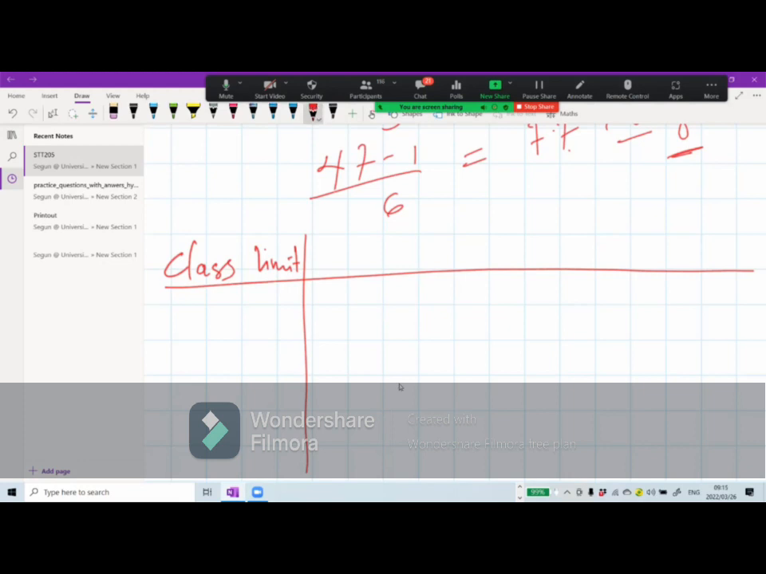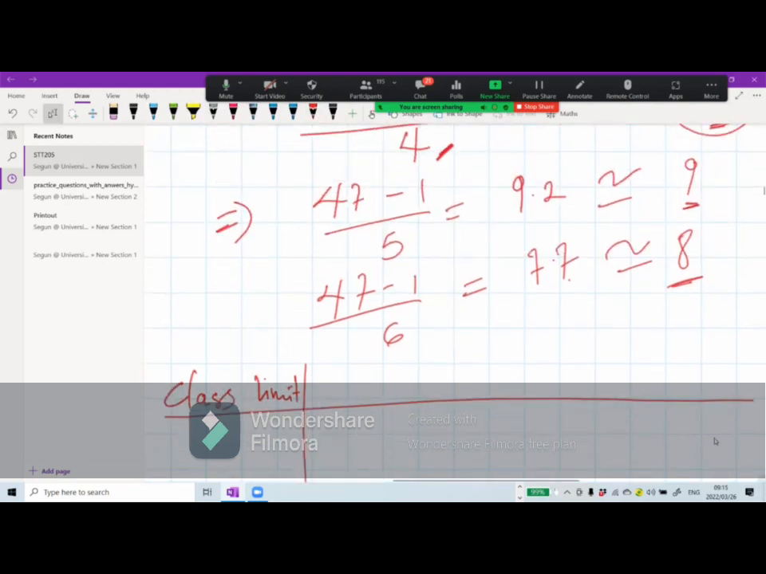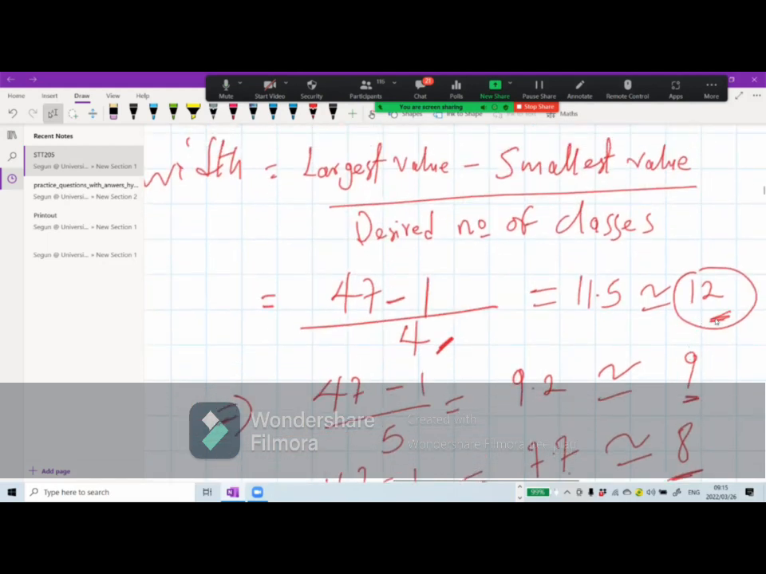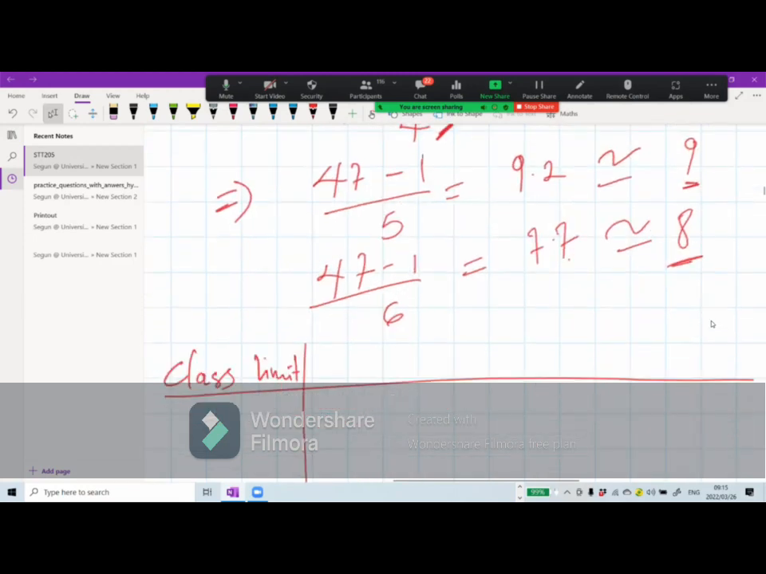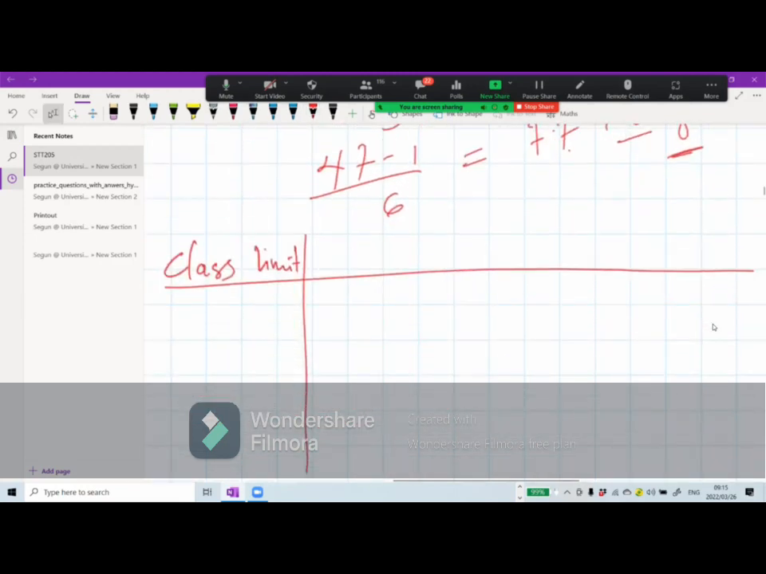Okay. The first class, remember, approximately our class width is 12, meaning the 12 will be between them. So we have 1 to 12. That is our first class. So what is the frequency?